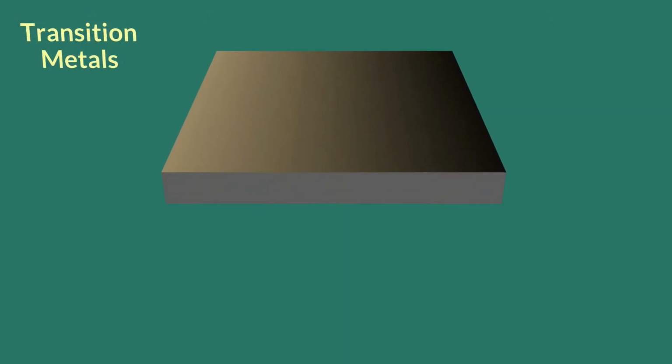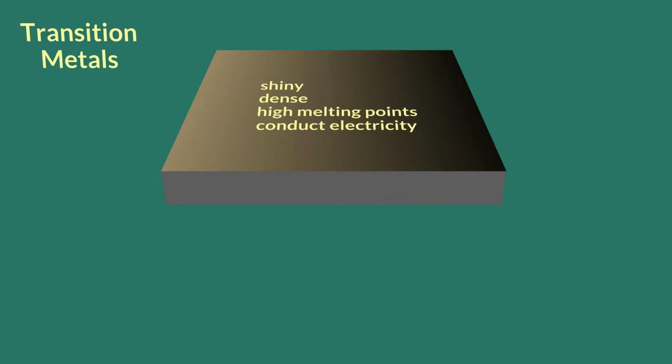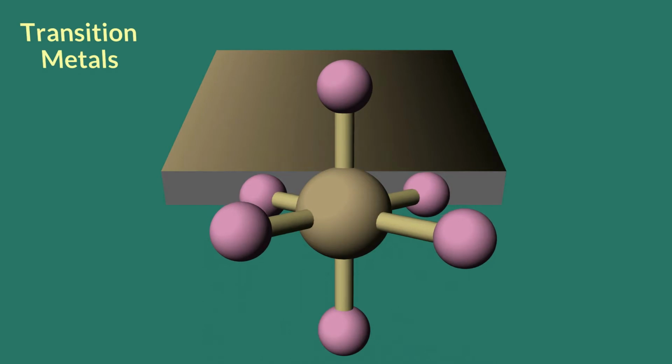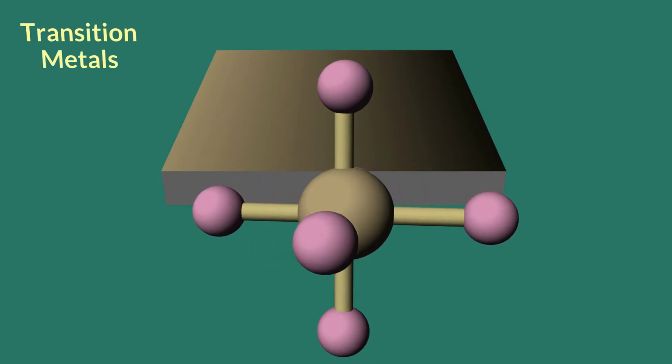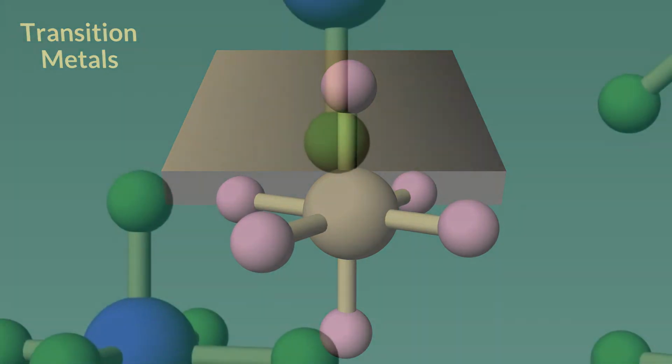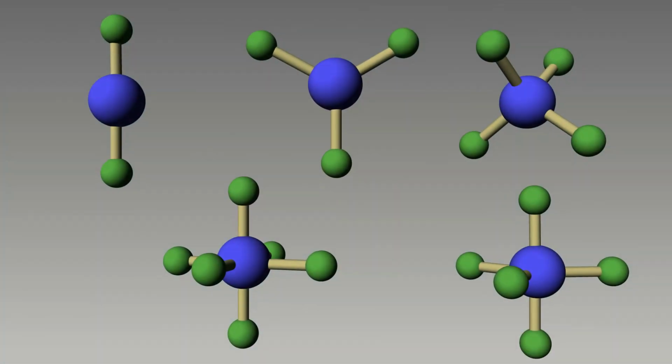In their bulk form, transition metals are shiny, dense, have high melting points, and conduct electricity, but the transition metals in living cells are not present as hunks of metal. They are present as single atoms, suspended in a coordination complex. The parts that surround the metal are called ligands. The shape or geometry of the metal coordination complex is defined by the number of ligands surrounding the metal atom. The ligands try to be as far apart as possible.